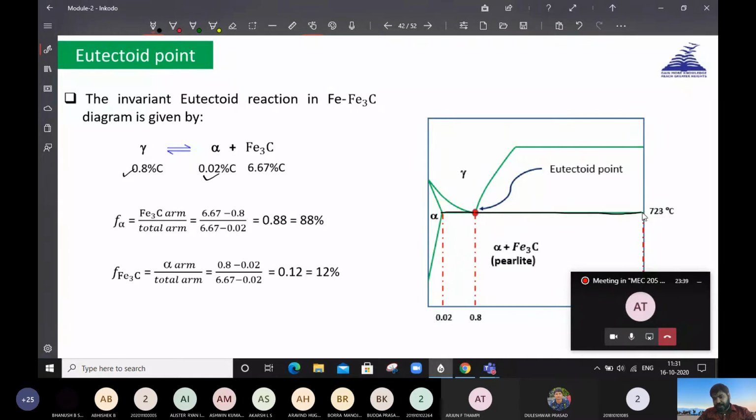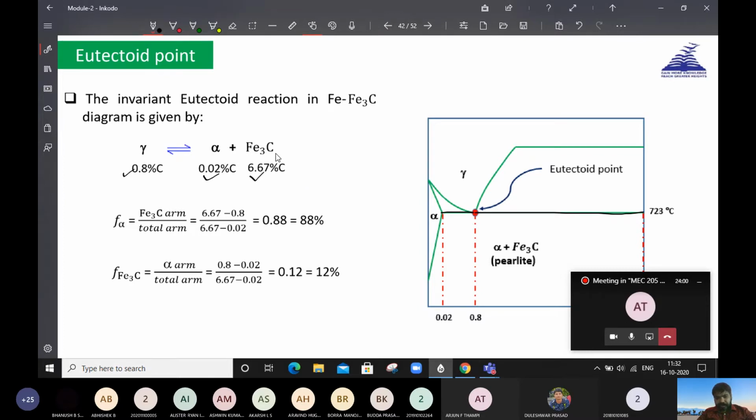Similarly, in order to find out the composition of Fe3C, you move like this until it strikes the Fe3C boundary. This axis is the Fe3C boundary. The moment it strikes the Fe3C line, come downward. So you can see that 6.67% carbon will be there in this Fe3C solid.